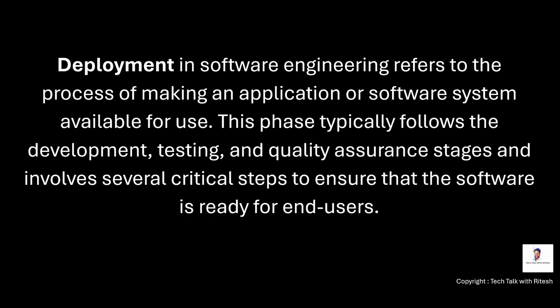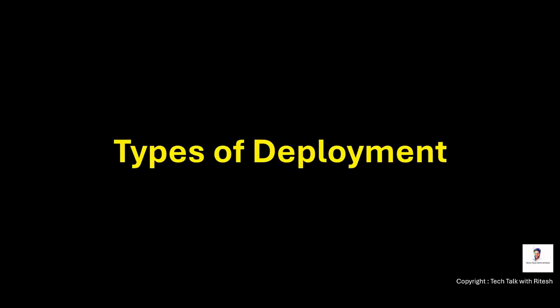Deployment in software engineering refers to the process of making an application or software system available for use. This phase typically follows the development, testing, and quality assurance stages and involves several critical steps to ensure that the software is ready for end users. That is the typical definition. Now let's see the types of deployment.